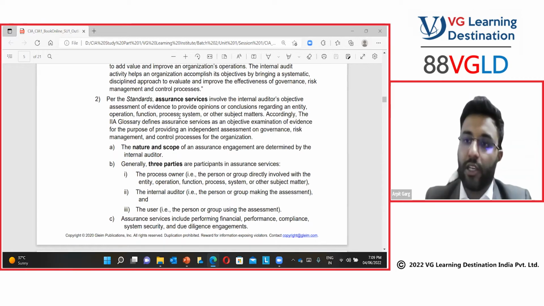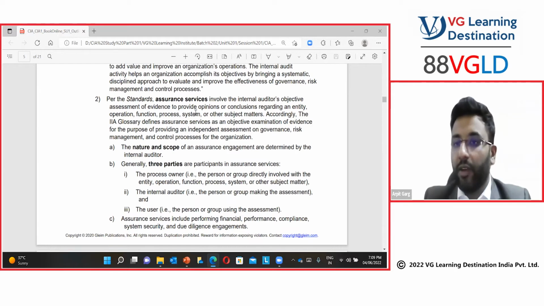Processes, again, there are different business value chains, P2P, H2R, O2C, which is procure to pay, order to cash, hire to retire. All of those are different processes that are seen in the company. We can give assurance on that. Systems, again, we can give assurance on system working, whether the systems are working effectively or not, or any other specific ask or any other specific engagement scope areas.